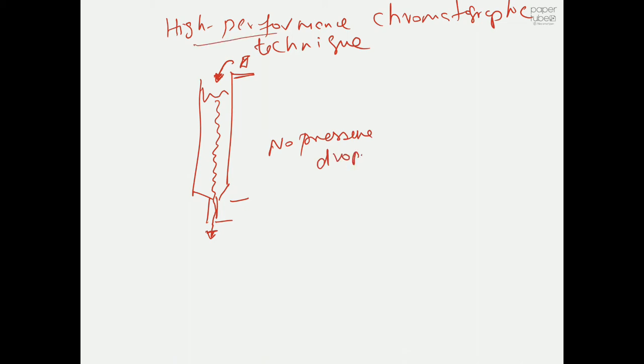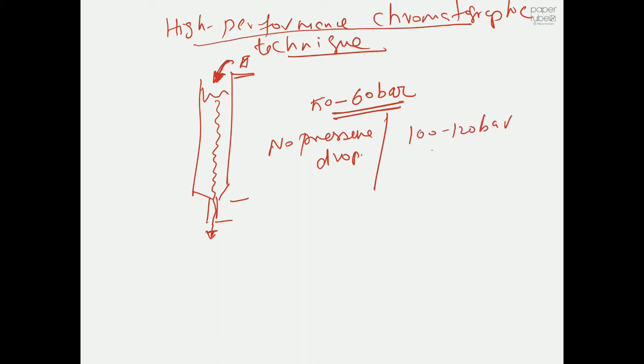But in high performance chromatographic techniques, we use a pump to push your solvent at a particular flow rate, and obviously we will have a heavy pressure drop, roughly around 50 to 60 bars. And with some of the advanced instrumentation available in many pharma industries, it can even reach up to 100 to 120 bars. Hope you all understand up to this point.